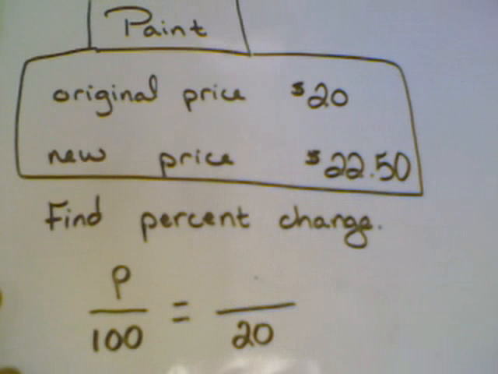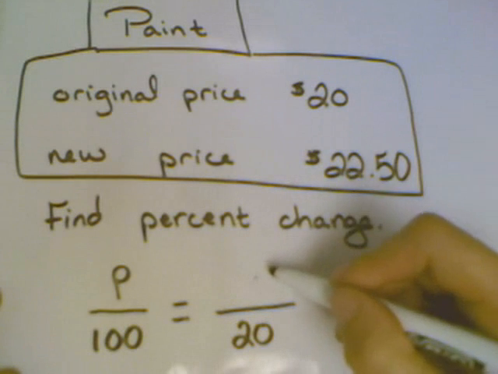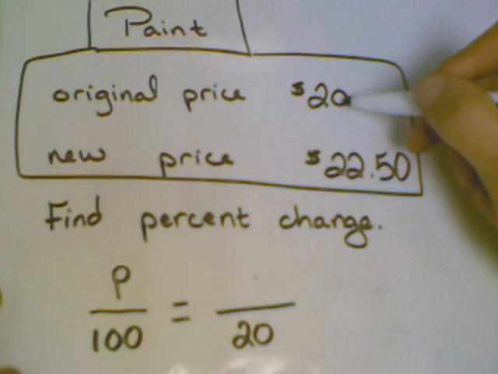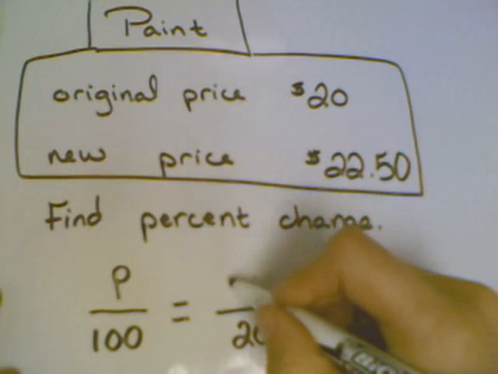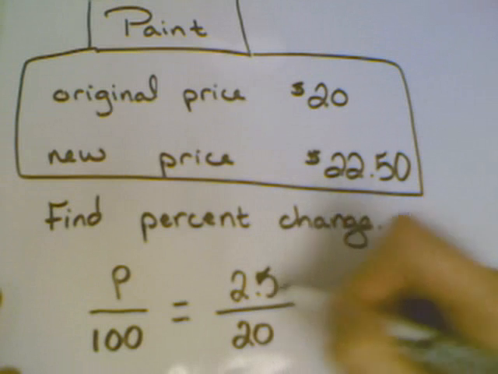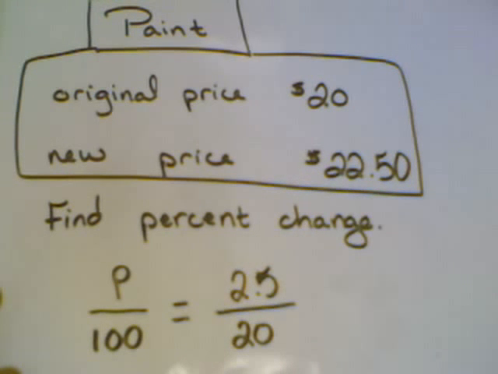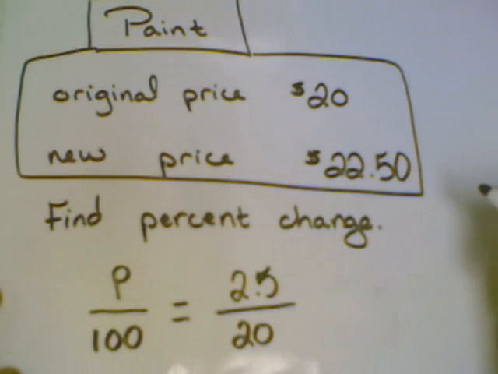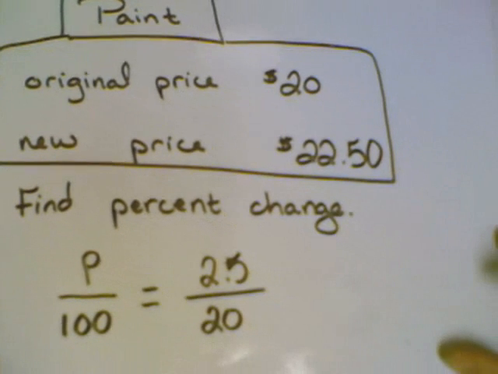Now the original price is easy to find, it's $20, but the change in price is not necessarily the other number given to you. How much did the price change by to go from $20 to $22.50? It increased $2.50. So that is the number I go up here. Notice I'm finding percent change and that's where my variable p comes in.